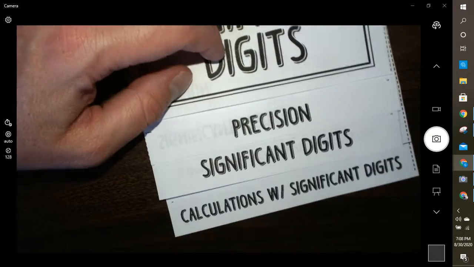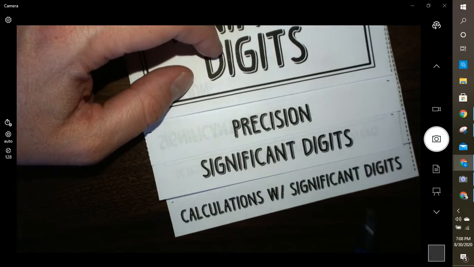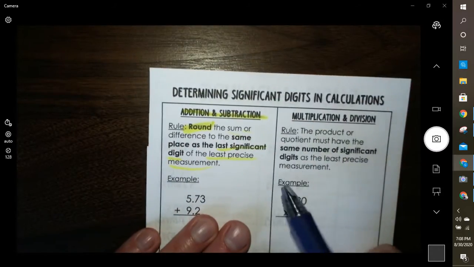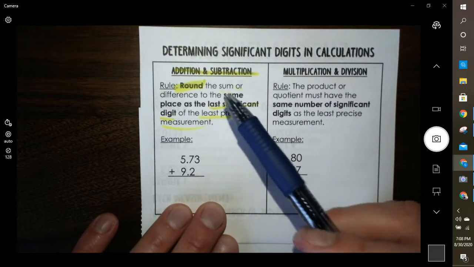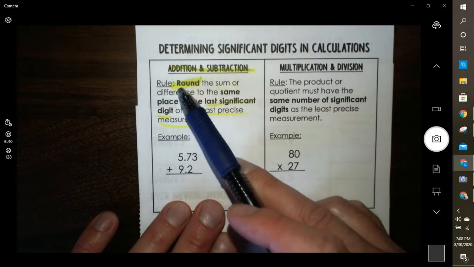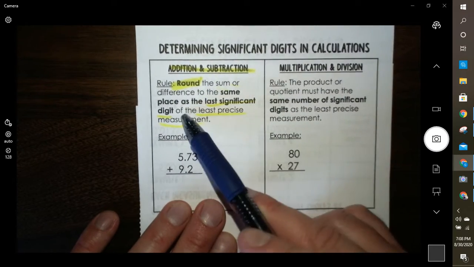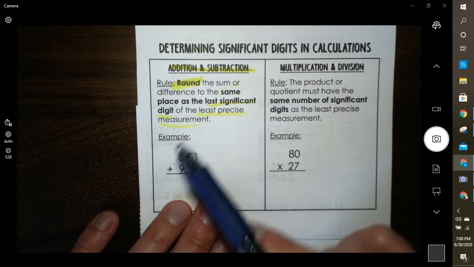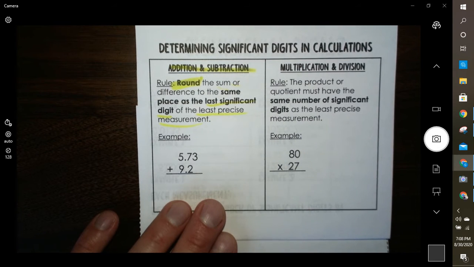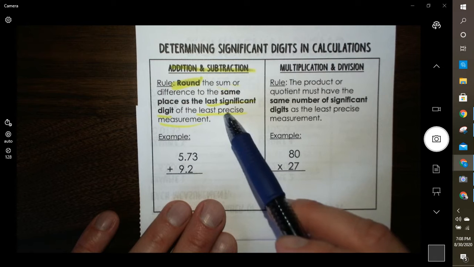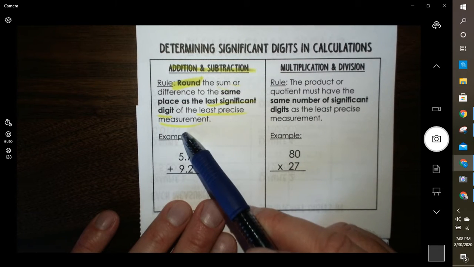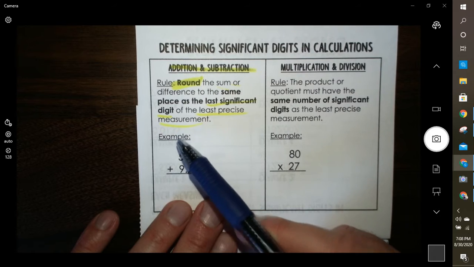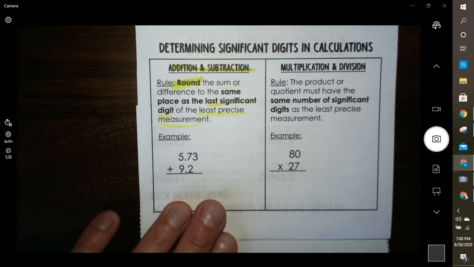All right, let's go ahead and jump into our last tab here, calculations with significant digits. We have a couple examples here on the top. We're first going to jump into addition and subtraction. The rule here is when we get our answer, we are going to round to the same digit, or the same value really, as the last significant digit of the least precise measurement.